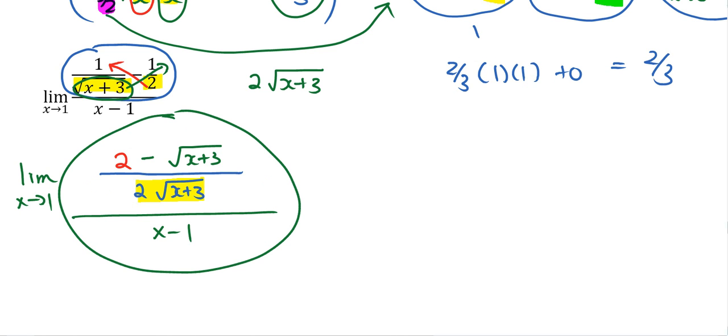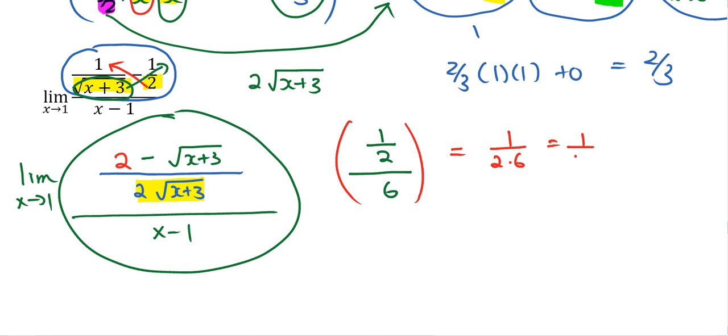Now, this is pretty much the same thing. If I break this problem down to a simple problem, this would be the same thing as a half divided by a 6. So if I gave you a question like this, a half divided by 6, this is the same thing as 1 over 2 times 6, which is 1 over 12. Okay, so if you didn't see that, this is the same thing as 1/2 divided by 6, which is the same thing as 1 over 2 times 1 over 6, which is 1 over 12.